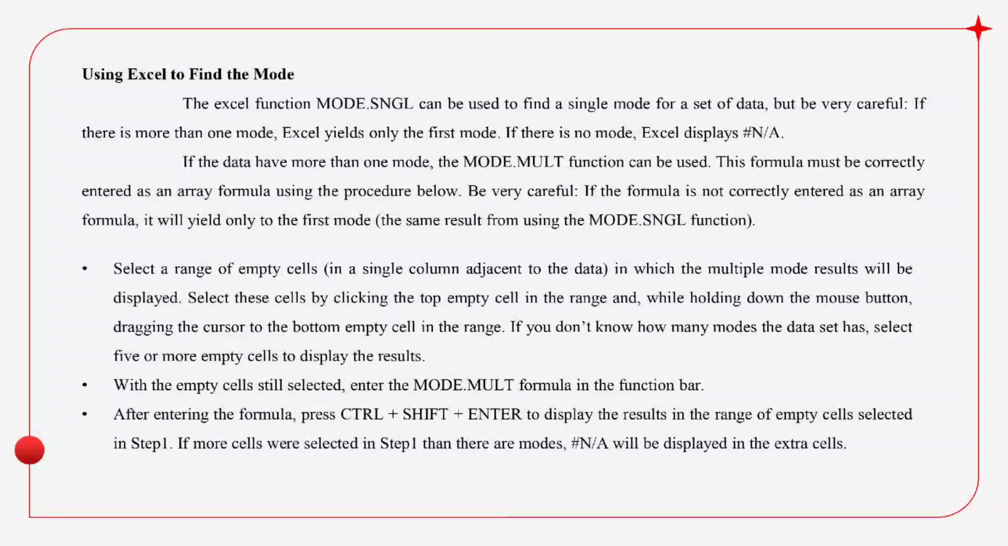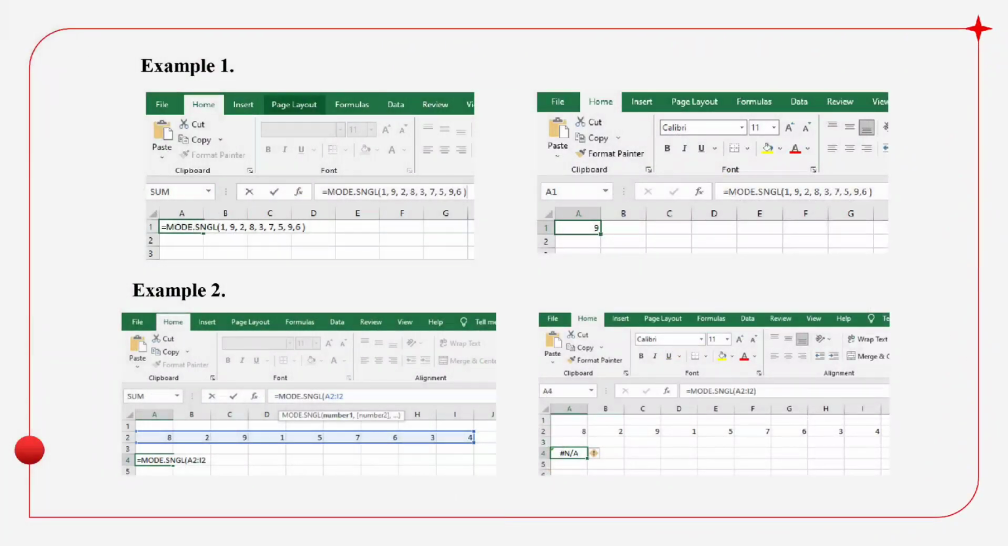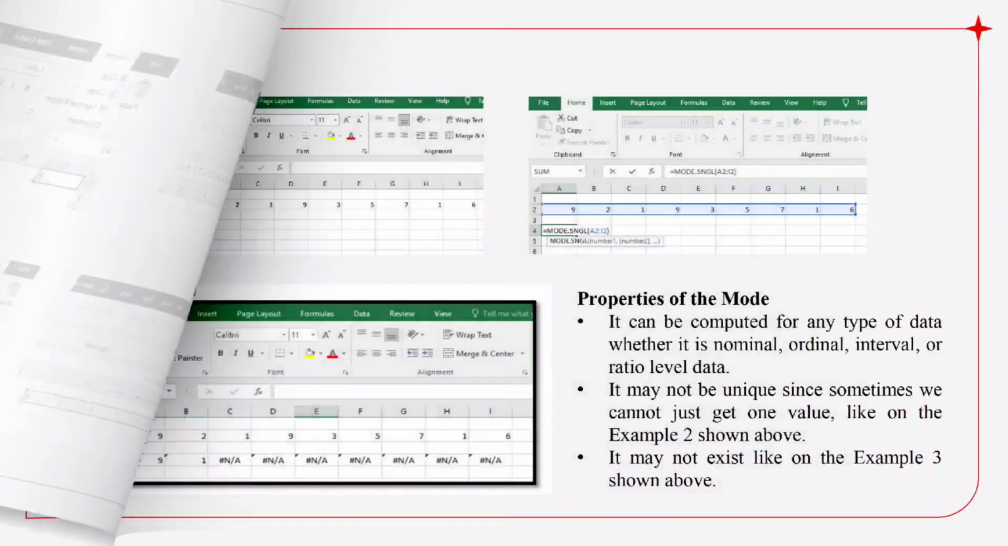With the empty cells still selected, enter the MODE.MULT formula in the function bar. After entering the formula, press Ctrl+Shift+Enter to display the results in the range of empty cells selected in step 1. If more cells were selected in step 1 than there are modes, #N/A will be displayed in the extra cells. Here is our example number 1, and then number 2, and then number 3.